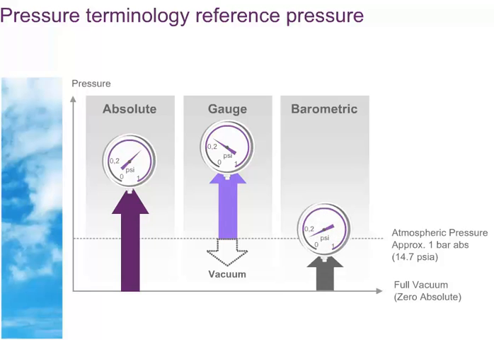Barometric pressure measurement is a special absolute pressure measurement. It measures the atmospheric pressure at a current location. For example, used in aviation in order to identify the aircraft altitude.